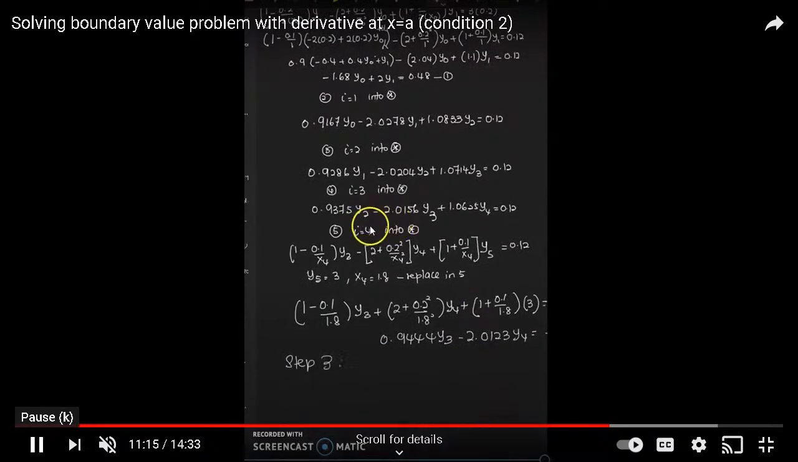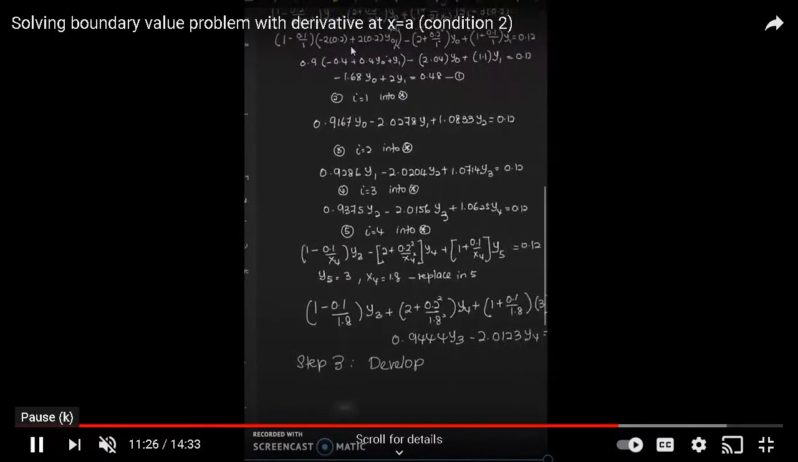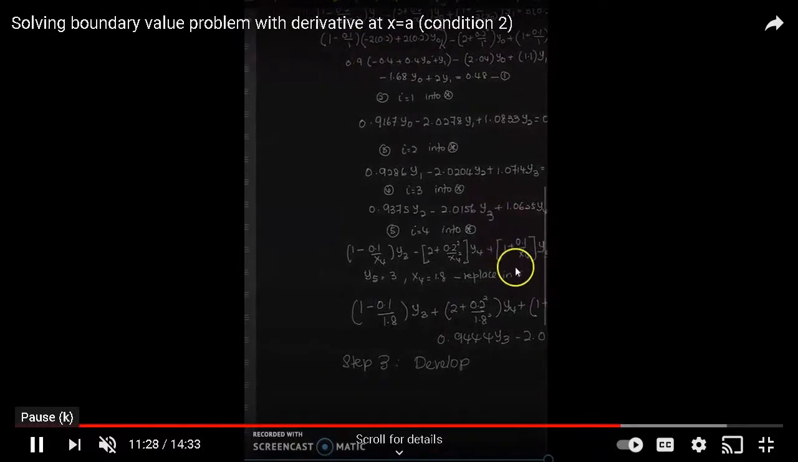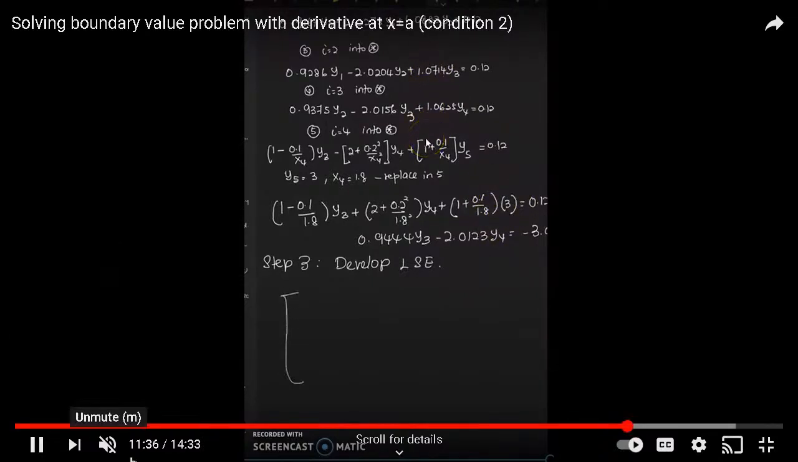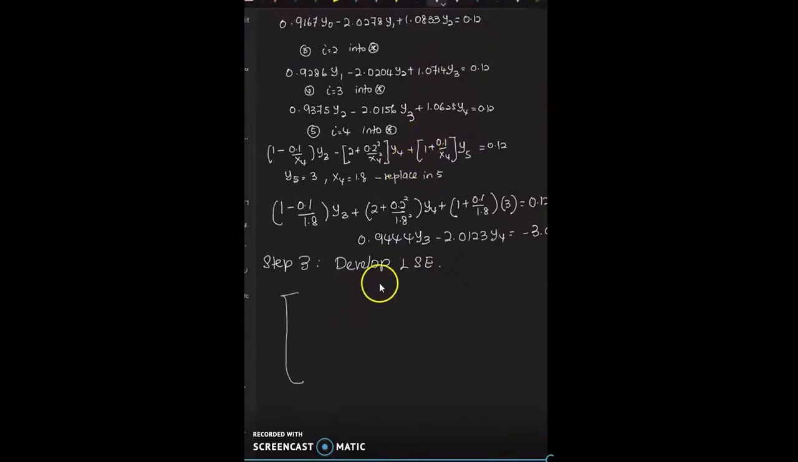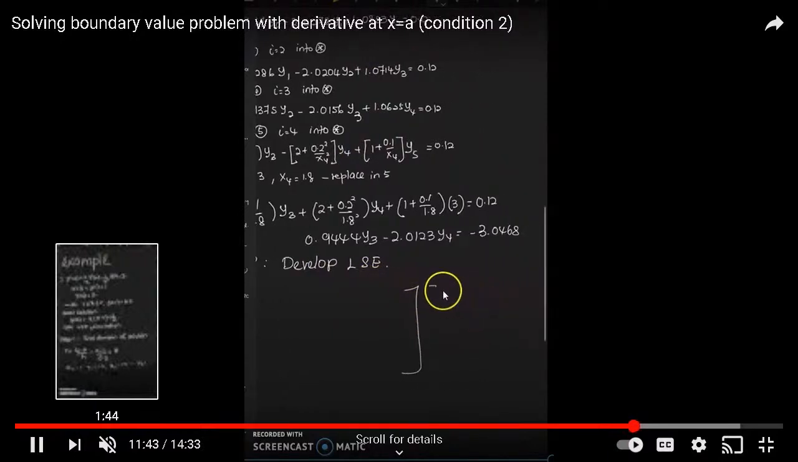All right, so now the third step, what is the third step? The first step, to get the boundary, is completed. The second step, to discretize, is completed. The third step is to develop the matrix from the discretization of the boundary value problem with the derivative at the corners, the derivative at x equal to 1.